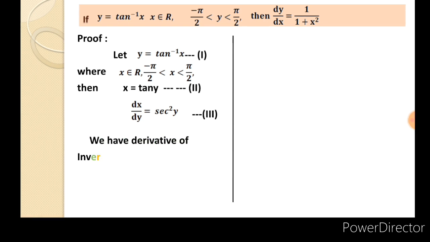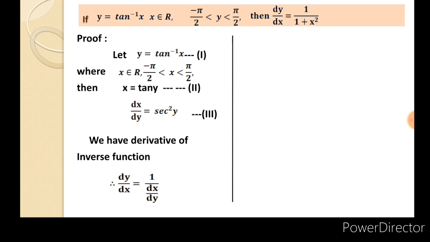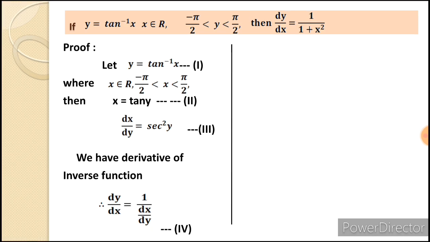Now we have the derivative of inverse function. We have the formula dy by dx is equal to 1 upon dx by dy. So now we use equation 3 in 4, that is the value of dx by dy in equation 4. dx by dy is sec square y. So using equation 3 in 4 we get, LHS is dy by dx is equal to RHS 1 upon dx by dy, and the value of dx by dy from equation 3 is sec square of y. So this is the answer of the derivative, but as we have discussed previously, we have to go for the simplification. We have to convert sec square y in form of tan y.